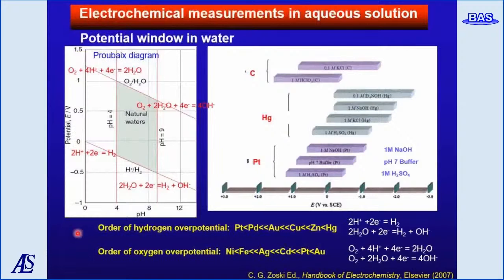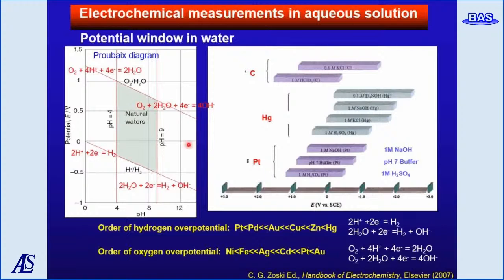Let's consider aqueous solutions. Here shows potential windows and Pourbaix diagram in water. The chemical term potential window is the available range of potential in which the solvent and the supporting electrolyte do not react and there is no electron transfer with the working electrode. In aqueous solution, the solution pH determines the potential window range.